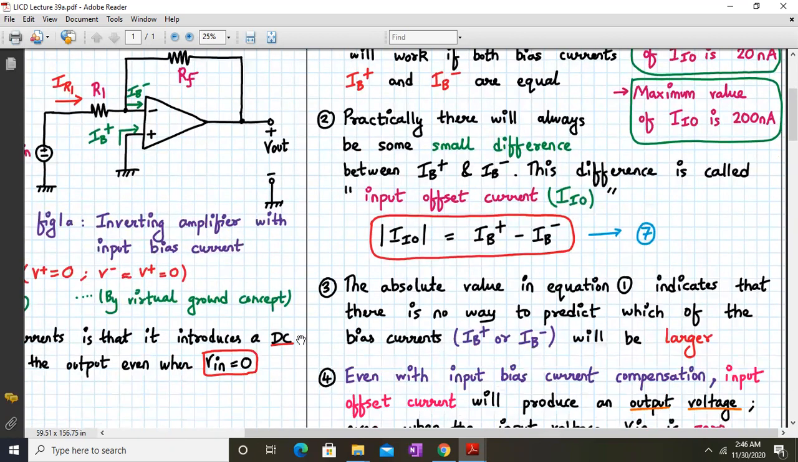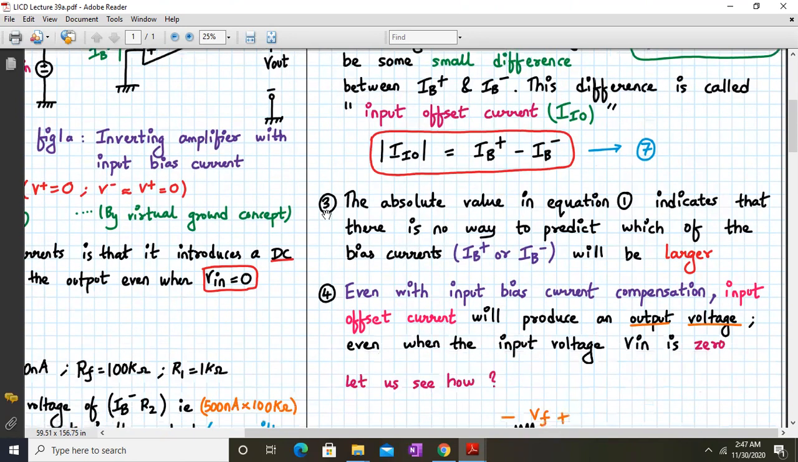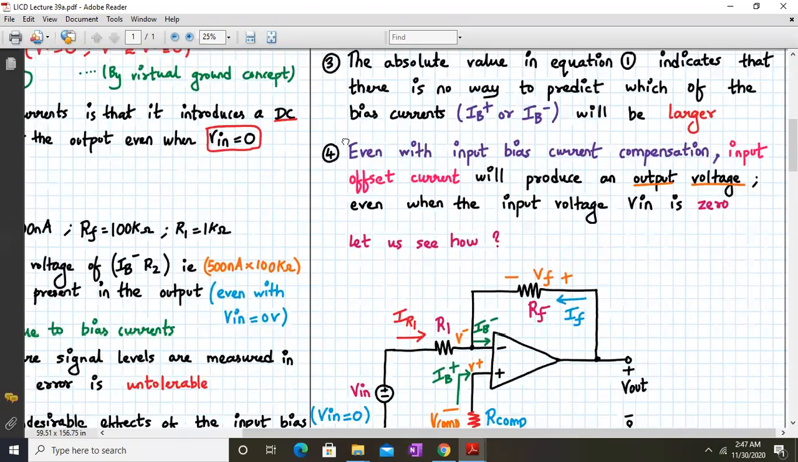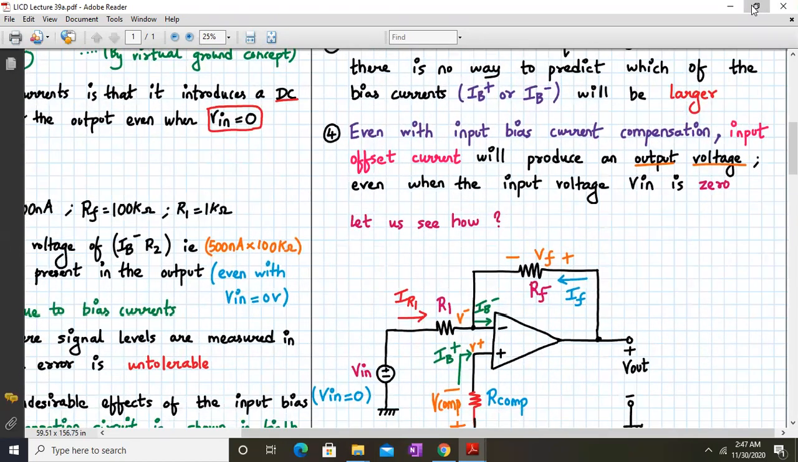The absolute value in equation number 7 indicates that there is no way to predict which of the bias currents, IB plus or IB minus, will be larger. So even with the input bias current compensation, the input offset current will produce an output voltage even when the input voltage is 0. So still the problem is not solved. Now let's see how.